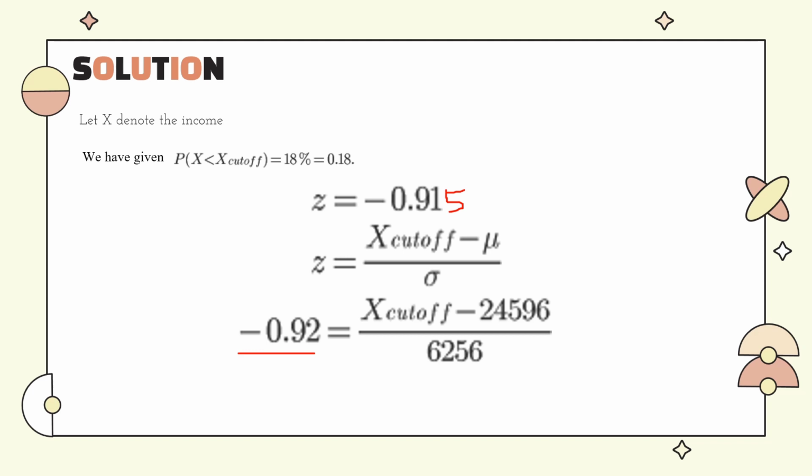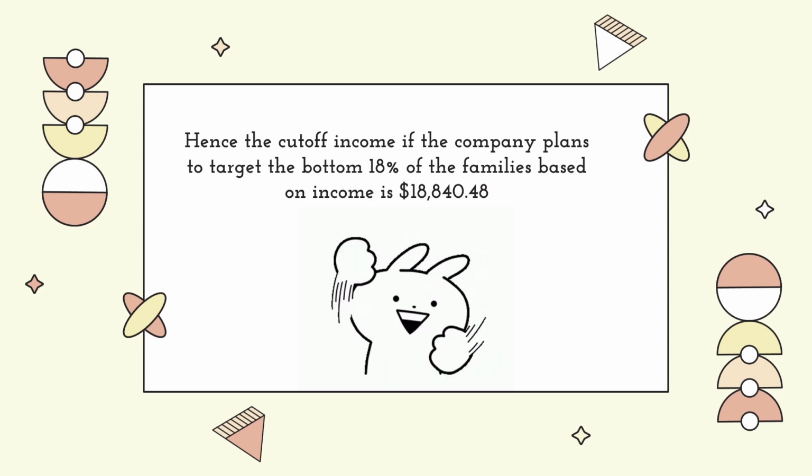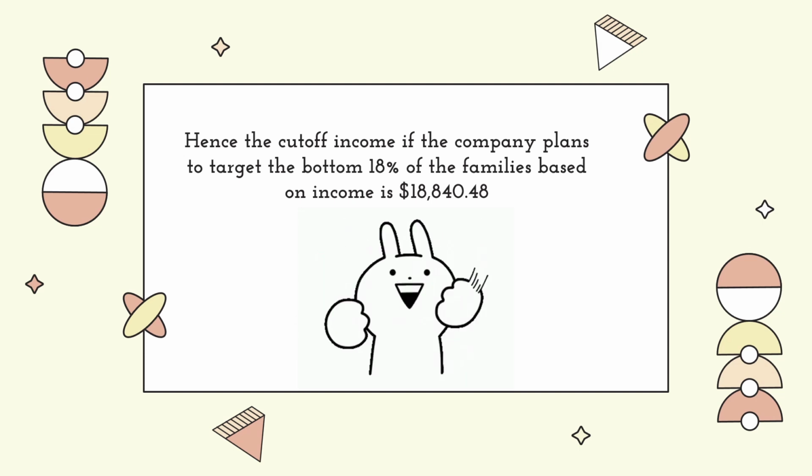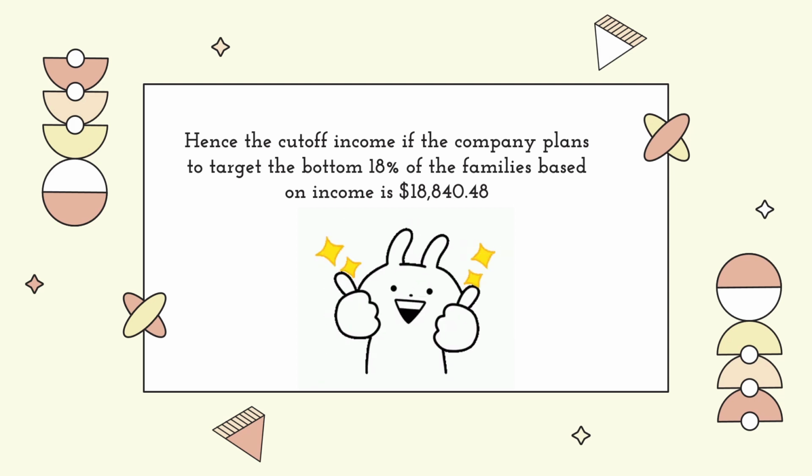Then income cutoff minus 24,596 over 6,256. So let's just calculate and simplify it. So we get $18,840.48. Hence, the cut-off income if the company plans to target the bottom 18% of the families based on income is $18,840.48.